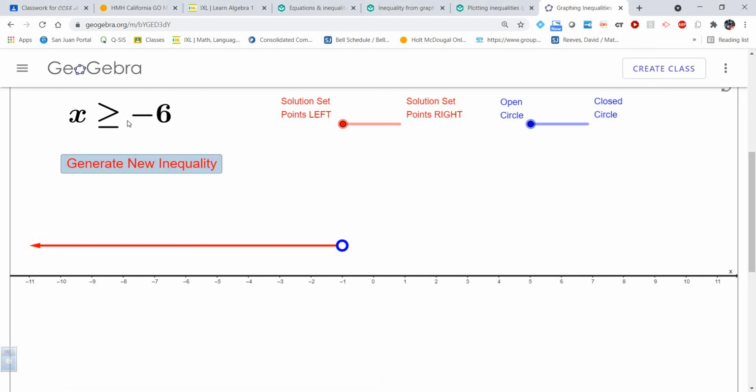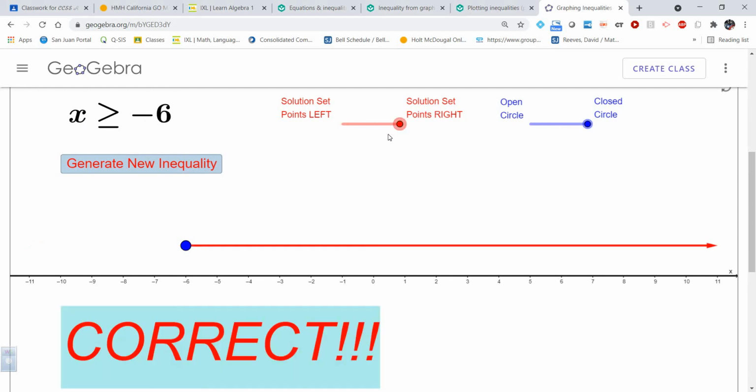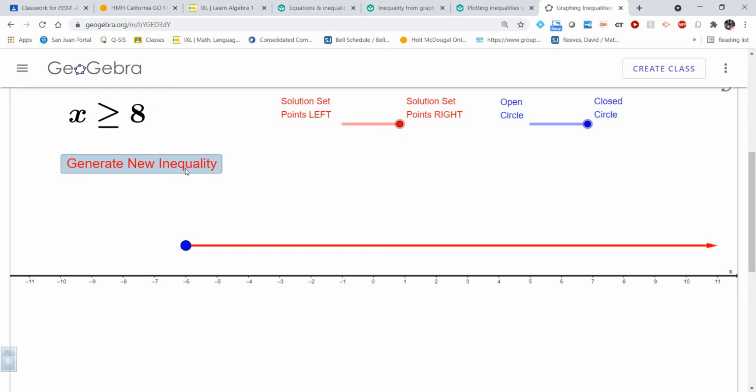All right, two more. X is greater than or equal to -6. So again, I'm going to go to -6. I'm going to make it a closed circle, but I want the x values to be bigger than -6, so I need to go the other way. My x values are greater than -6.